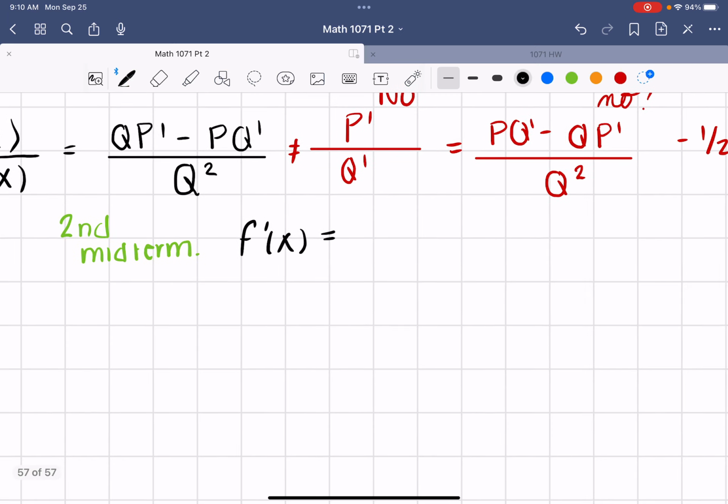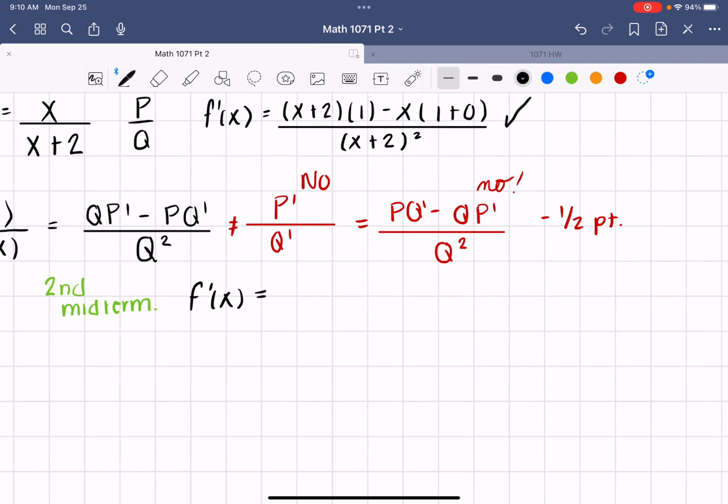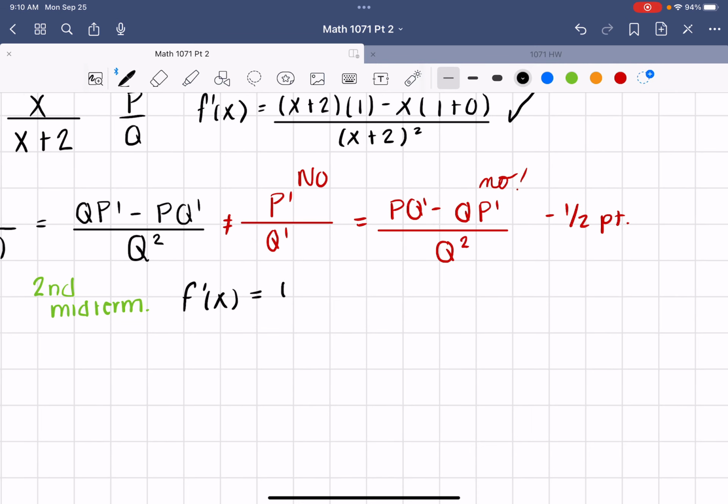Is it okay, 1 times anything? So x plus 2 times 1. Subtract. This is just 1 times x over x plus 2 squared. And so you notice x subtracts x, and it nicely comes down to 2 over x plus 2 squared. So as I say, you've got to do that on midterm number 2. If you leave it this way for midterm 1, that's fine.